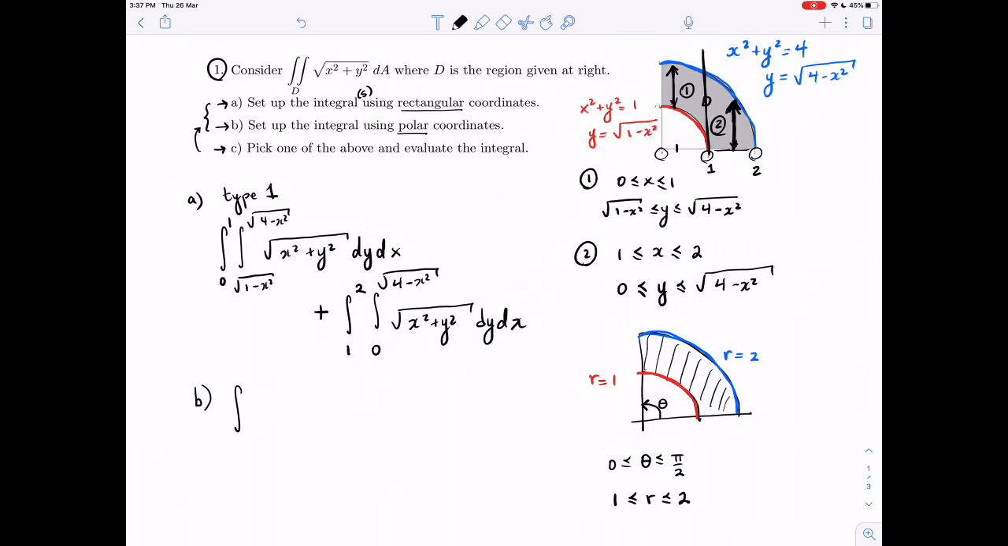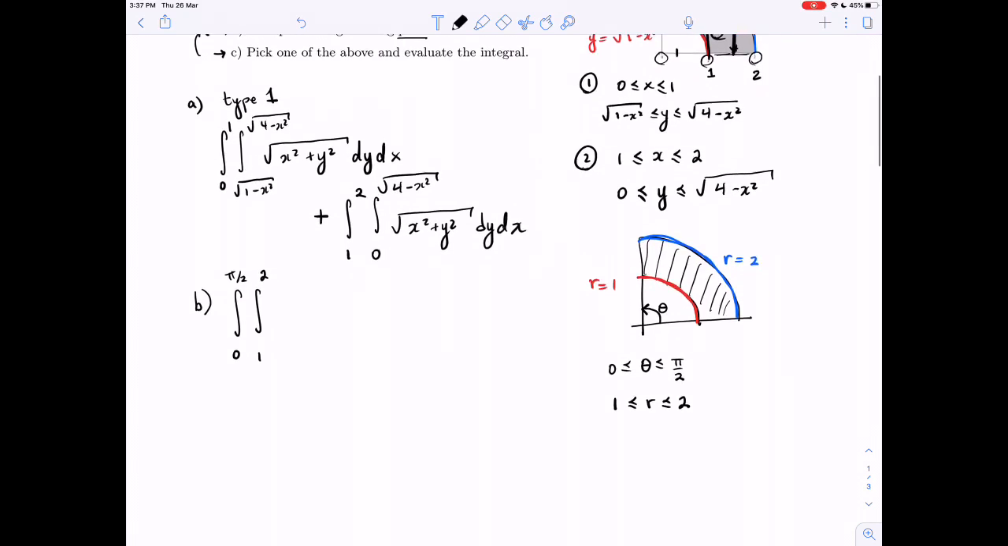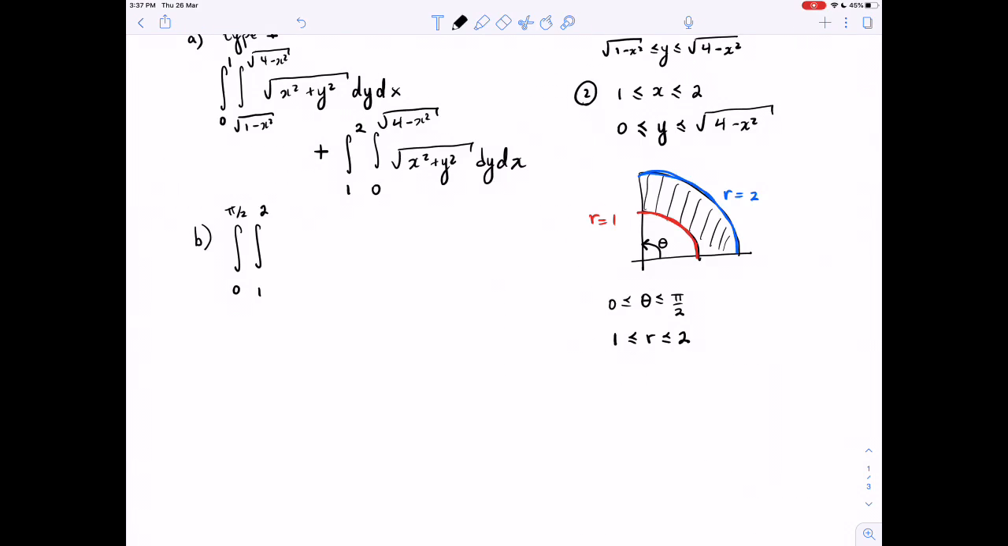We always put in polar coordinates theta on the outside. So 0 to pi over 2, the integral from 1 to 2. And then we have to change our function. Our function is here the square root of x squared plus y squared. And to convert that into polar coordinates, we're going to use the fact that r squared is equal to x squared plus y squared. And so that is going to give me the absolute value of r. But if we're taking r as a positive radius, and there's no reason that we can't, that just becomes r.